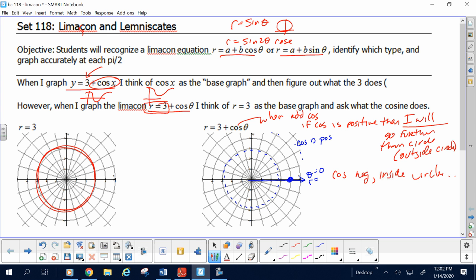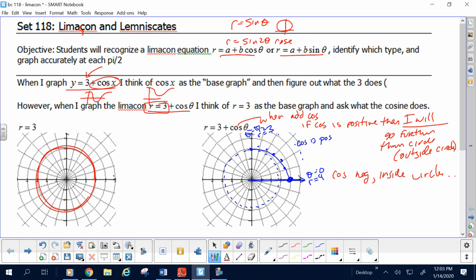You with me? But I think you'll also agree that as I turn this way, cosine doesn't stay at its max of 1, it gets smaller and smaller. So as you go this way, r will get a little less than 4, then a little less, and a little less, until you get to pi over 2, where cosine is 0, and then r is just straight up 3, or 3 plus nothing. So in the first quadrant, the circle is stretched out.